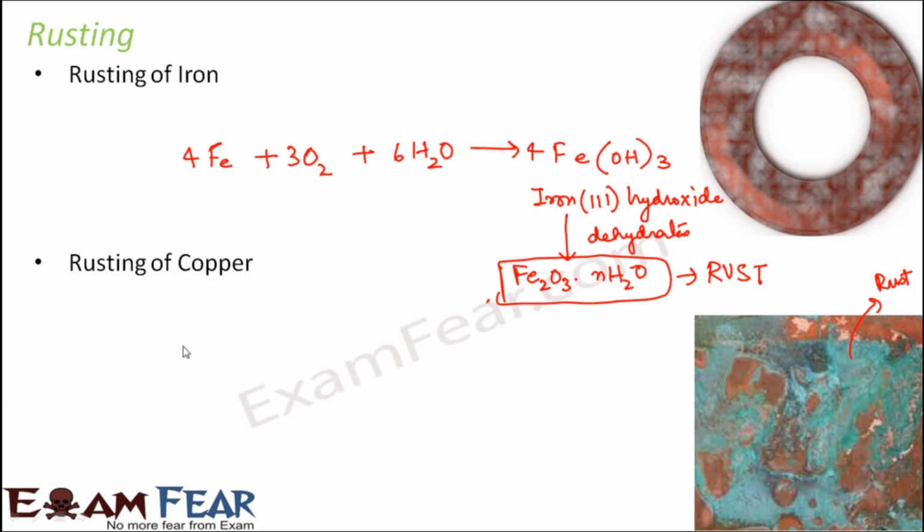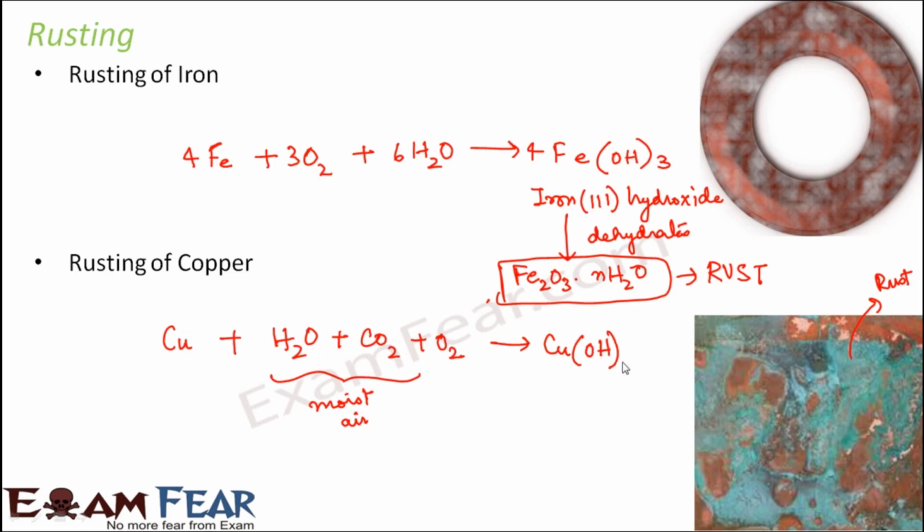So let us see how the reaction takes place in case of copper. Copper reacts with water, carbon dioxide plus oxygen. So this basically represents moist air, that means the air has moisture in it. This forms copper hydroxide, which is Cu(OH)2, plus CuCO3, which is copper carbonate. Due to the formation of this copper hydroxide, we see this green color rust in case of copper. So this is how rusting happens. Copper undergoes rusting when exposed to moist air.